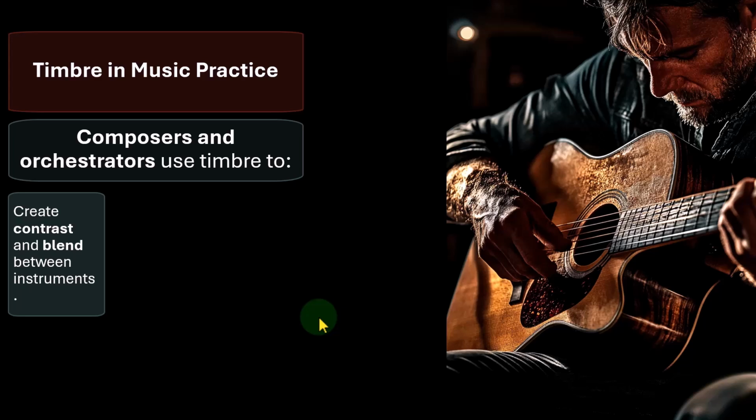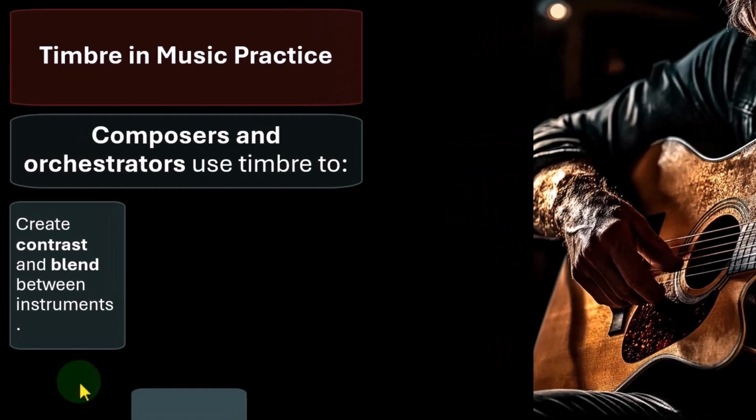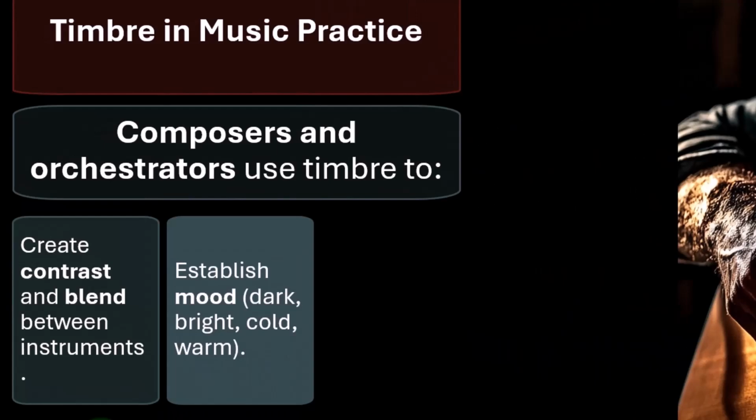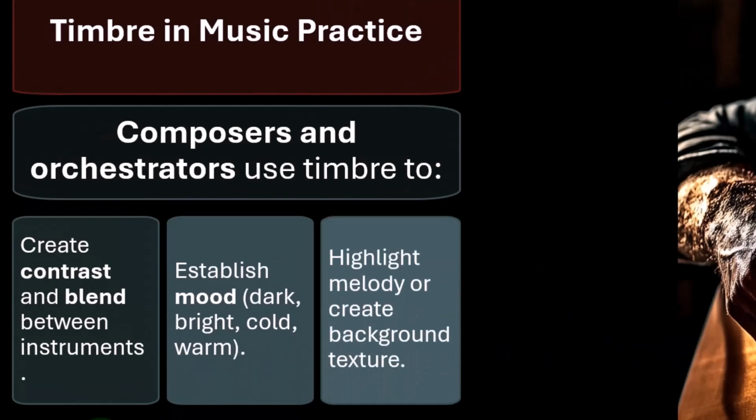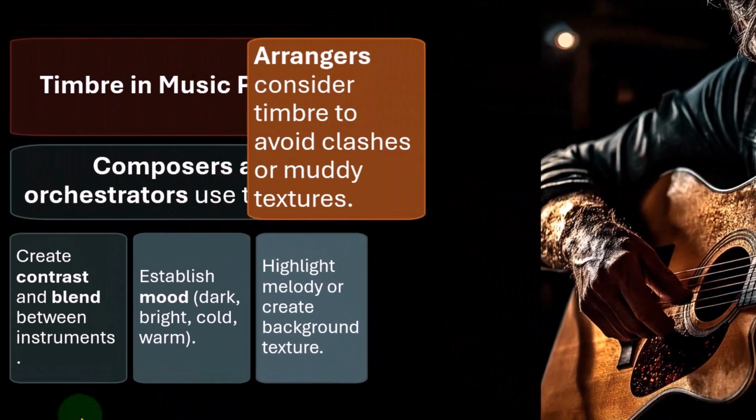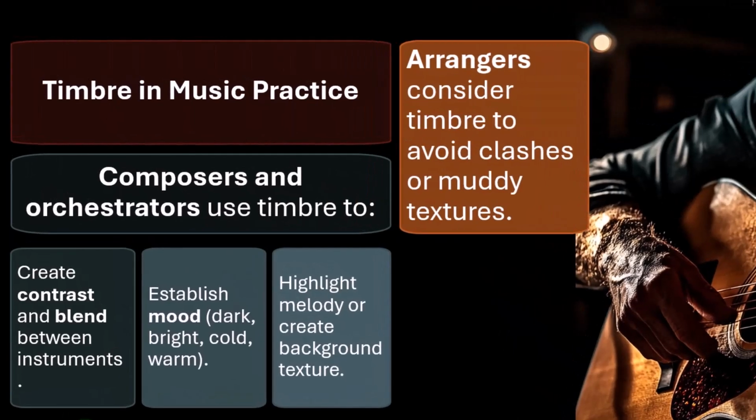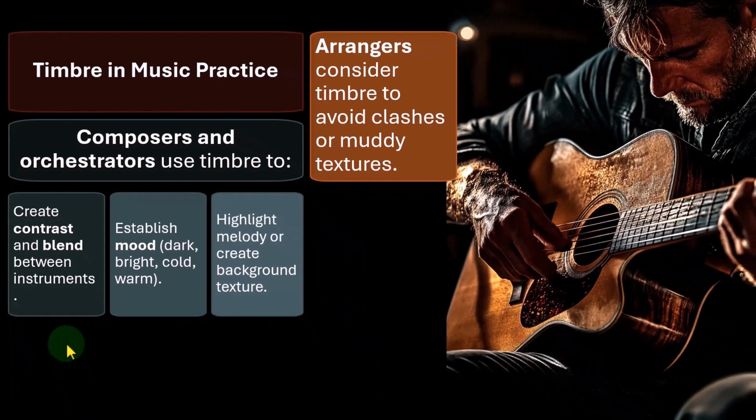So you can see the way the concept of how you're going to apply the colors of music has changed to some degree with technology in any case. So establish mood, dark, bright, warm, highlight melody, or create background texture. So arrangers consider timbre to avoid clashes or muddy textures. So if you get really kind of wonky in it, you might start saying, well, look, the overtone that I have right here is in the same key.